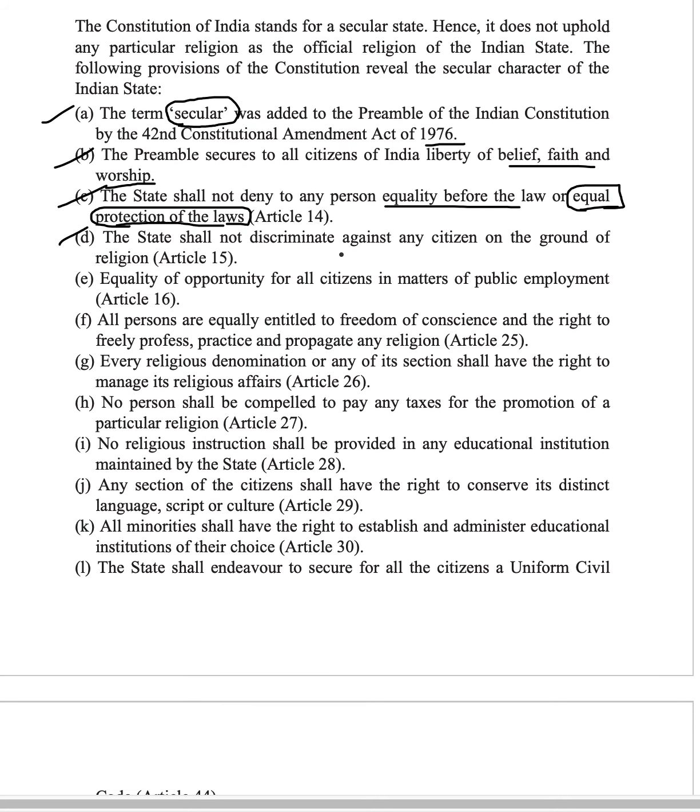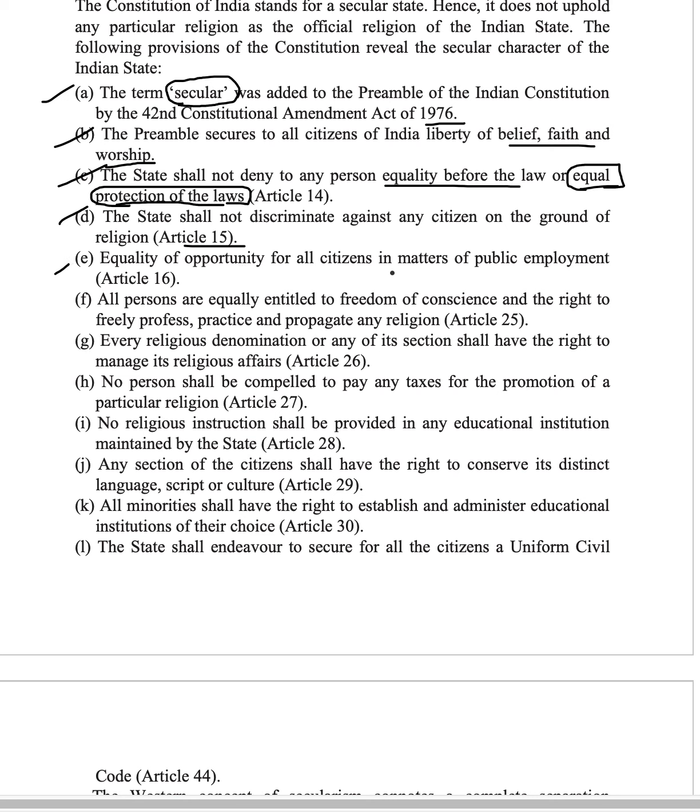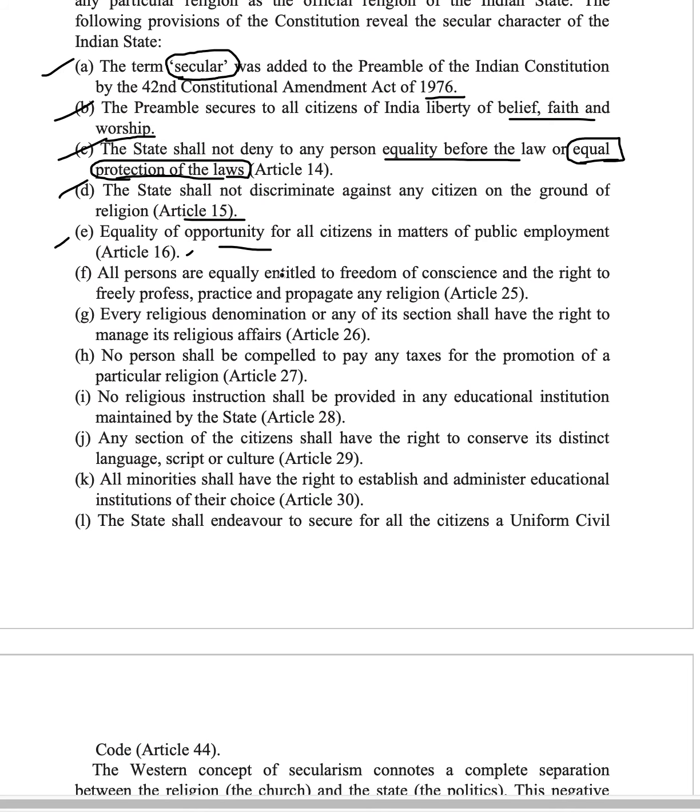Then the state shall not discriminate against any citizen on the ground of religion. This is contained in Article 15. Then equality of opportunity of all citizens in the matters of public employment, that is contained in Article 16. So reservations and all, they are special provisions, they are enabling provisions just to secure employment to those particular sections who are not properly represented, and they were historically very poor and very marginalized, so that's why reservations are given. Otherwise, equality of opportunity is there for all citizens.